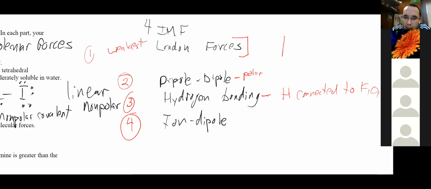So just having the nitrogen there and then having something like a carbon and a hydrogen doesn't give a hydrogen bond, because that hydrogen is not connected to the nitrogen. But that one has a hydrogen bond because the hydrogen is connected to the nitrogen.